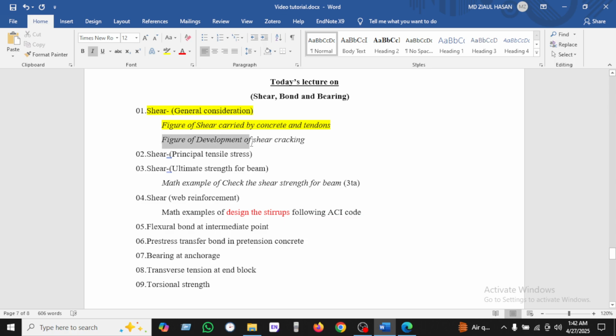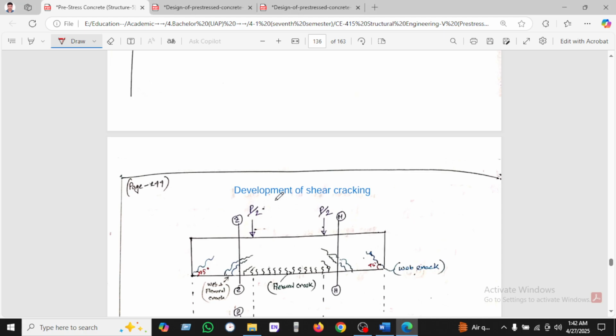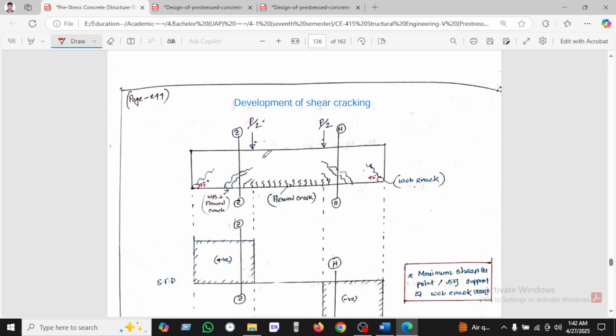Now we'll see the figure of development of the shear cracking. You can see this is the flexural crack. Here a two-point load is given, and the flexural crack appears in the middle of the beam. The web crack is at 45 degrees, and the flexural crack is vertical. So the vertical crack is the flexural crack, and the web crack is at a 45-degree angle. We can see here the web crack is 45 degrees.